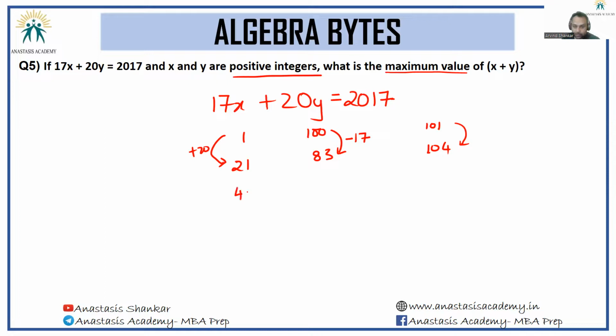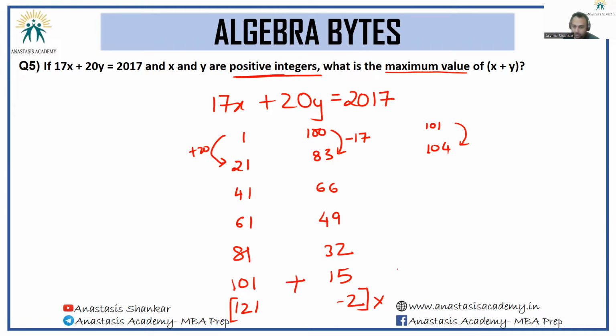So I keep increasing it. 41 and then 17 lower than this would be 66. Okay. Then 61, 17 lower than this is 49, 81, 17 lower than this is 32, 101, 17 lower than this is 15, 121, 17 lower than this is minus 2, and this would now become an unacceptable case because we wanted x and y to be positive integers. So this is the max case. 101 plus 15 is equal to 116. This has to be the answer.